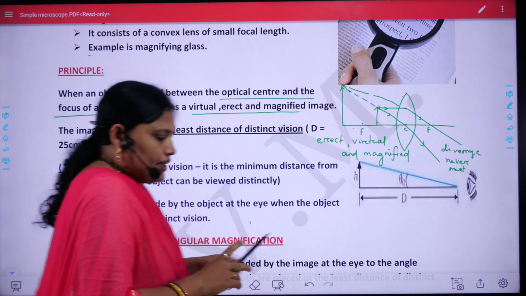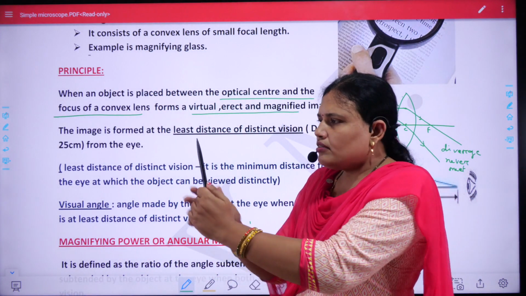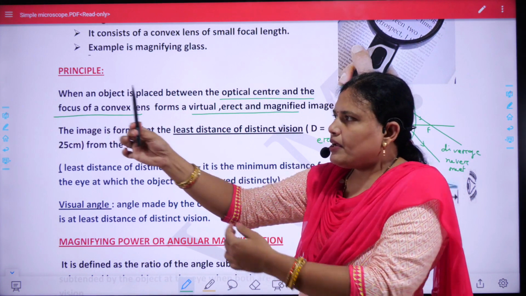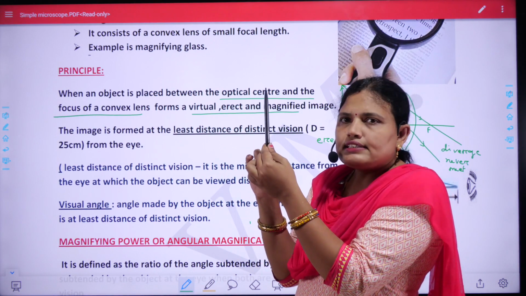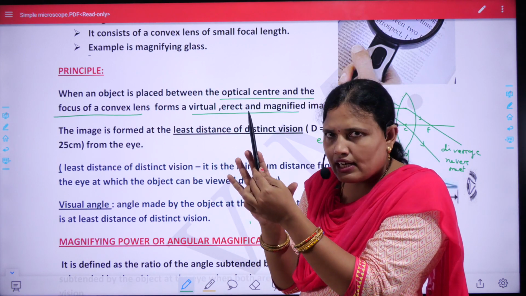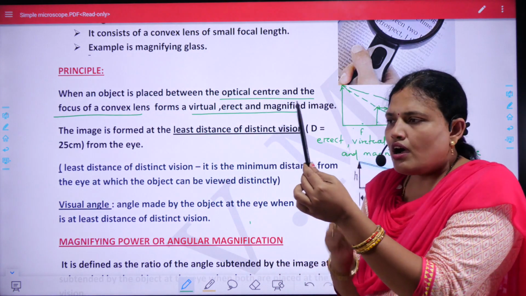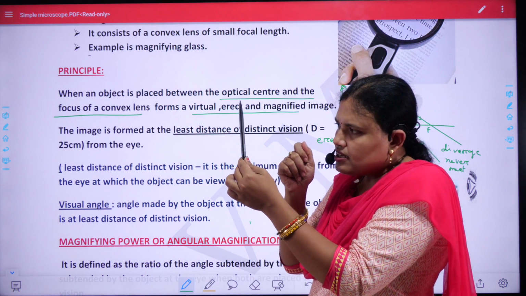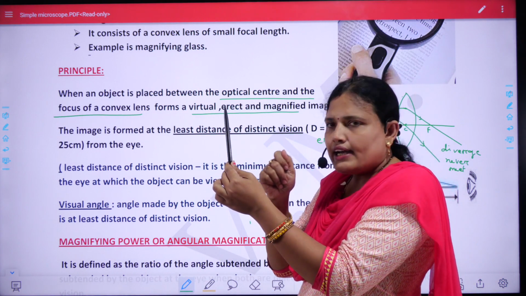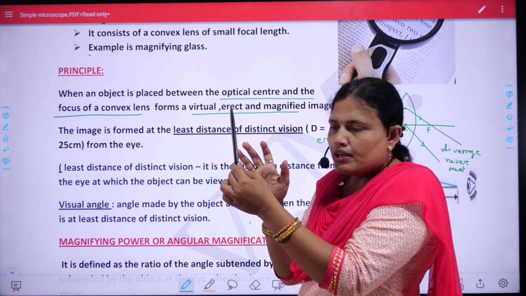Now, when the image is formed, obviously this is the object, we are bringing it close to the eye. Suppose the object is very small, at the least distance of distinct vision it is not clearly visible. So what will we do now? A convex lens is kept in between these two. Now go on adjusting the convex lens. Yes, you are getting the magnified image. Now you are okay.